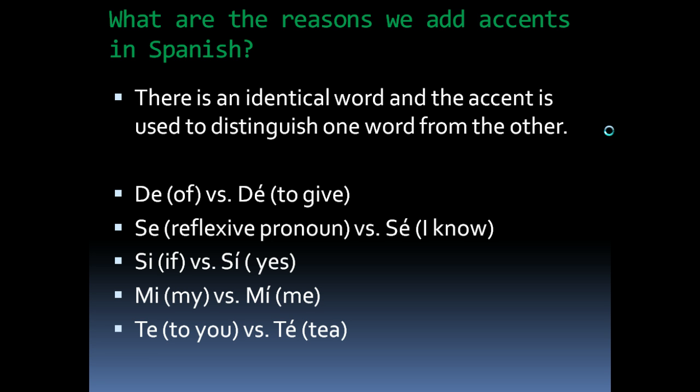Si and sí, if and yes. Mi and mí, my and me. Or finally, te, to you, versus té, the drink. In Spanish, accents are used to differentiate between the same spellings. Also, watch out for the verb estar and the demonstrative pronouns. That's very confusing for English speakers because the verb estar has an accent mark in several of its forms. And sometimes people confuse it with the demonstrative pronouns esta, estas, estos, etc. Okay, we'll talk about that in another video.